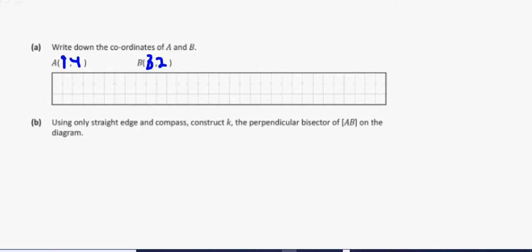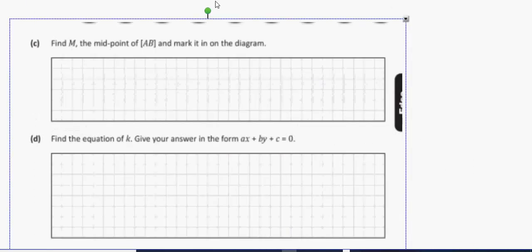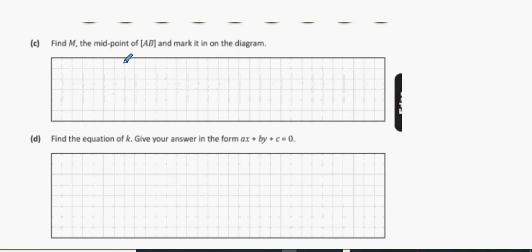Find the midpoint and mark it on the diagram. We already did that, didn't we? (6, 3). You could also find the midpoint using what formula?